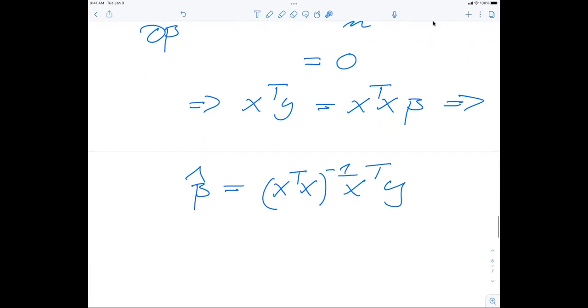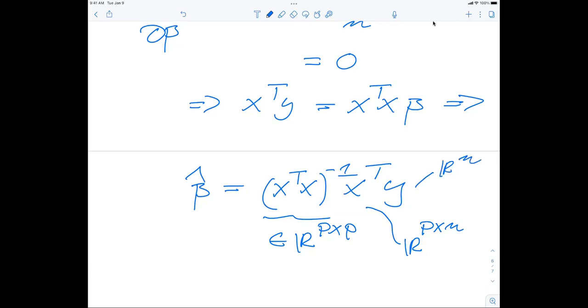So if we also look at the dimensionalities here, this matrix here is now given by P times P. The quantity you see here is also given by P times N, and Y has dimensionality or length N. So when I multiply X transpose with Y, I get a vector of length P, and I'm multiplying with a matrix of dimensionality P times P. So that gives me a vector of length P, which beta has as its length. So everything is correct here.